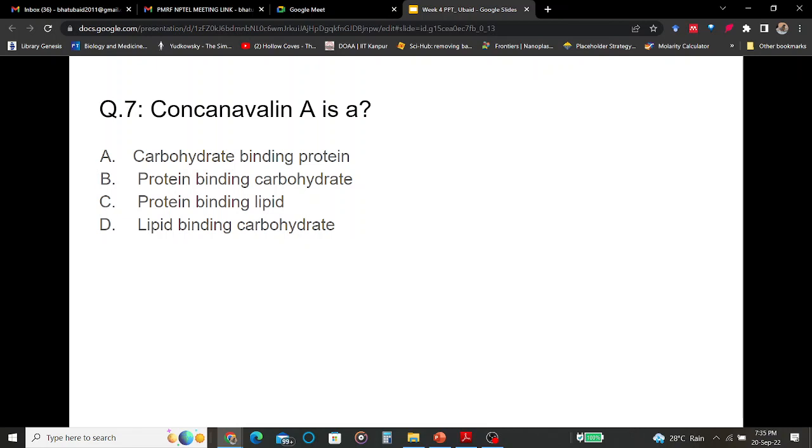And this concanavalin is used in cell culture. It is used to activate T cells or natural killer cells. So the answer for this question is that concanavalin A is a carbohydrate binding protein.